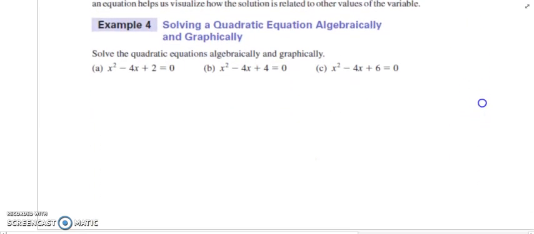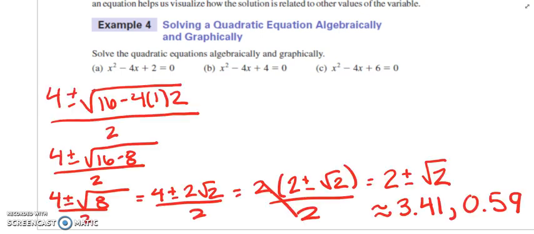Okay, solving a quadratic equation algebraically and graphically. I'm going to quickly work it out for you algebraically, and then we'll plug it in our calculator and see if that matches. Okay, if you try to work A, it won't solve by factoring, so I worked out the quadratic formula.